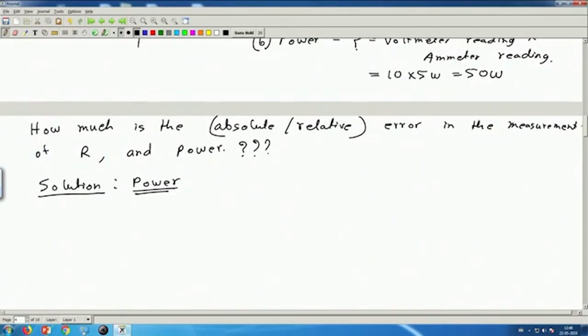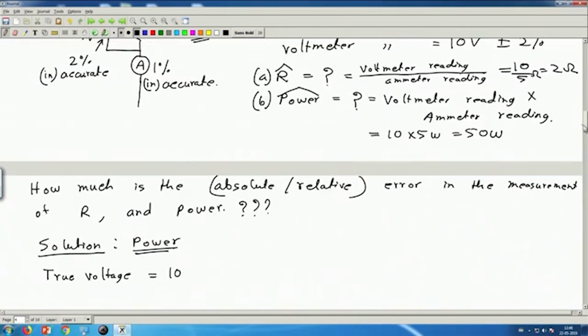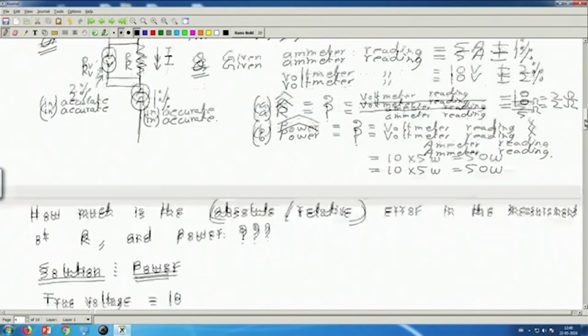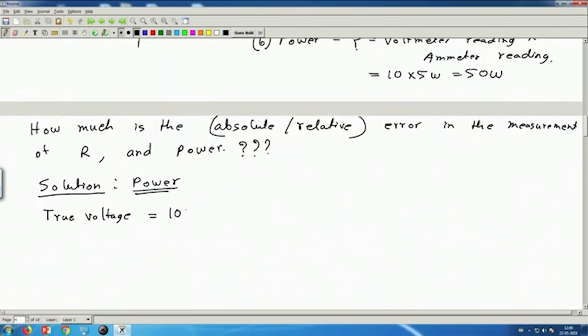Now the true voltage is the voltmeter reading, which is 10 volt. The voltmeter reading is 10 volt plus minus 2%. So the true voltage is 10 volt plus minus 2%. So this will be 10 plus minus 0.2 volt.